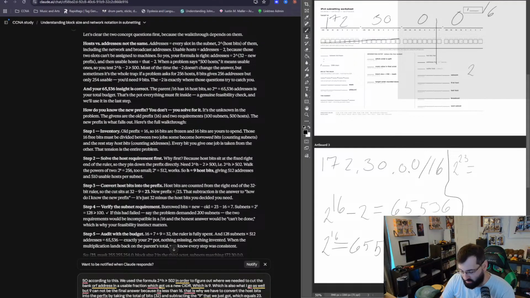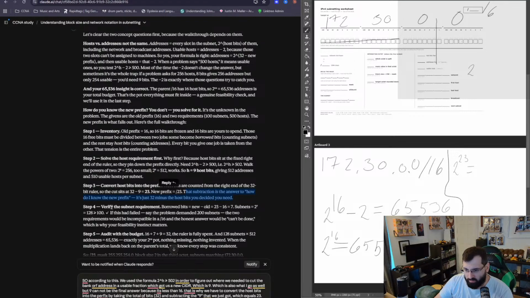So that means our new real CIDR is /23. Okay. So that subtract is the answer to how do I know the new prefix. It's just 32 minus the host bits you decided you needed.